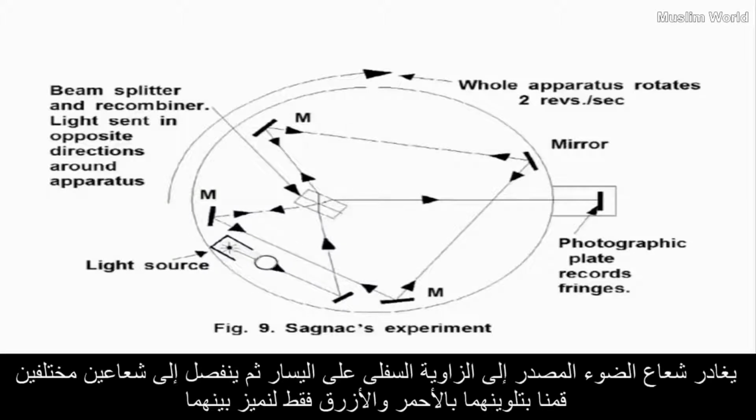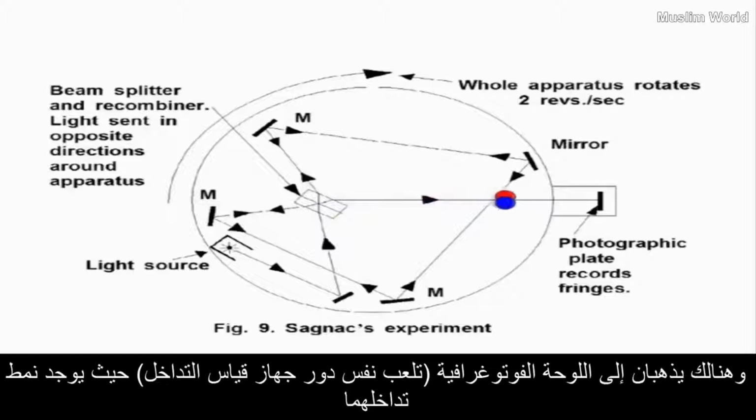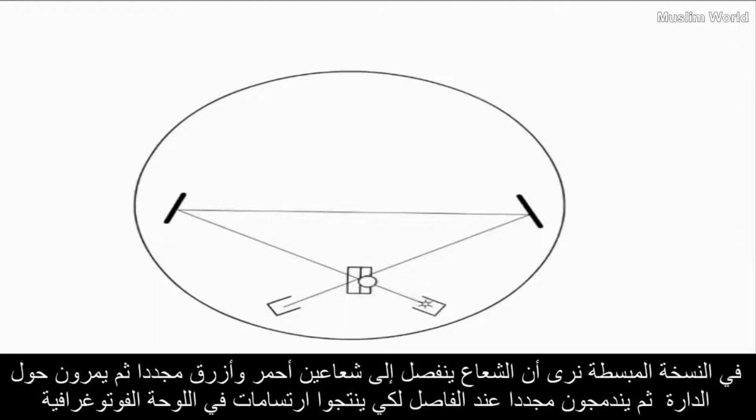A beam of light leaves the light source at the bottom left-hand corner and is split into 2 different beams, which we have coloured red and blue just to distinguish them. They travel round the circuit in opposite directions until they eventually reach the splitter, which also recombines them. There, they then go on to the photographic plate, where they have interference fringes. In this simplified version, we see that the beam is split into 2, the red and the blue again, and they go round the circuit and are recombined at the splitter and recombining prism, so that they again produce the fringes on the photographic plate.